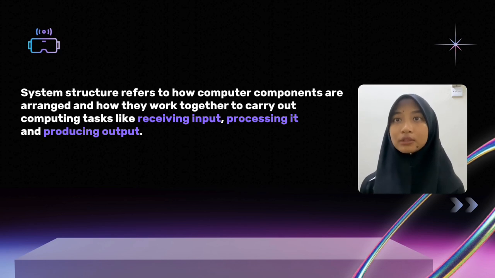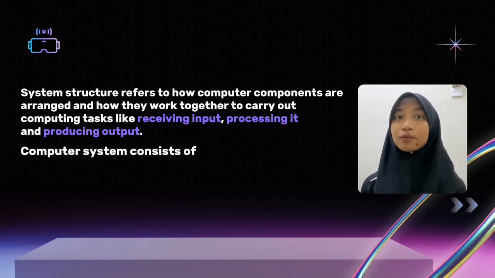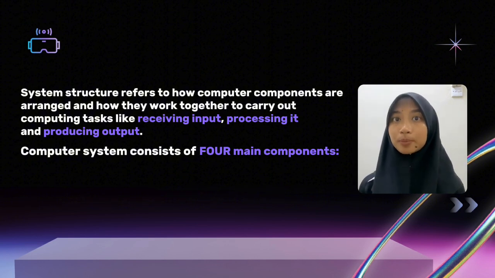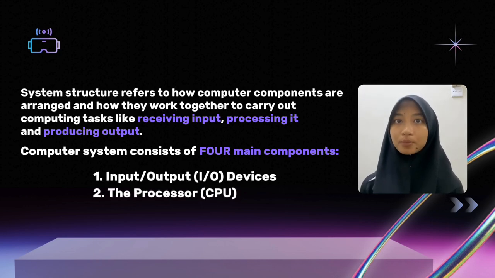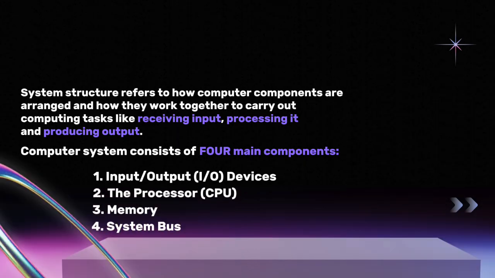At the highest level, the computer system consists of four main components that work together to achieve its purpose, which is to compute. These components are input-output devices, the processor, which is also called CPU, memory, and system bus.